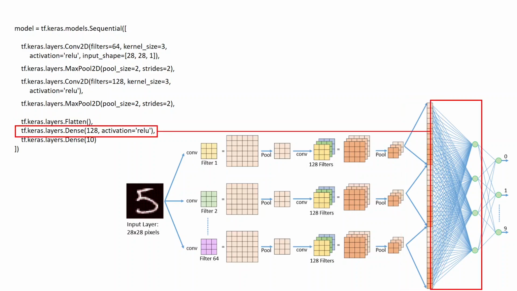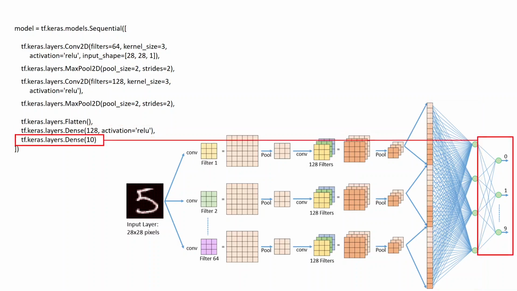The sixth layer is a dense layer with 128 neurons. The activation function here is ReLU. The final layer is a dense layer with 10 neurons, representing the 10 classes of digits in MNIST.